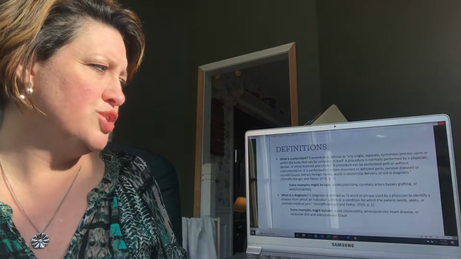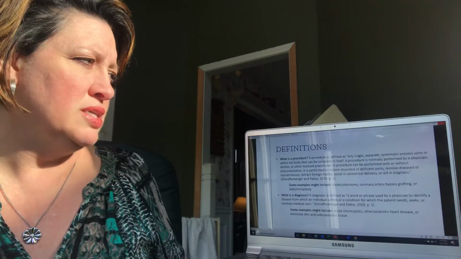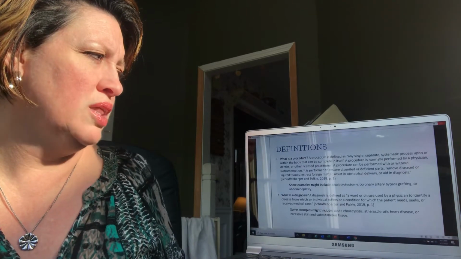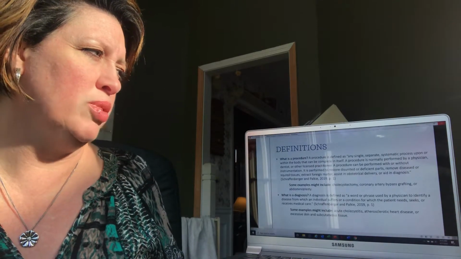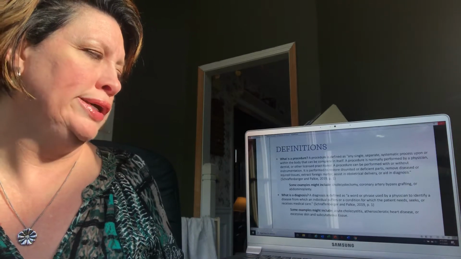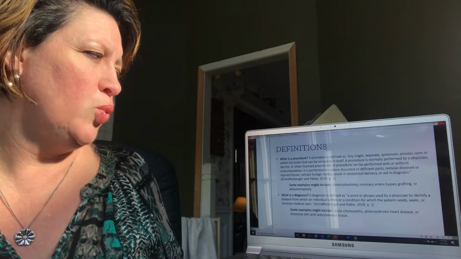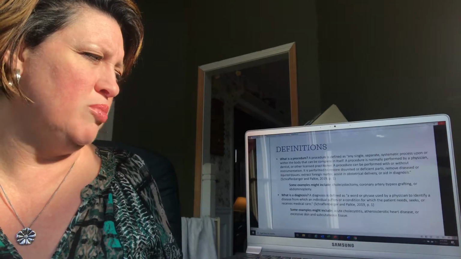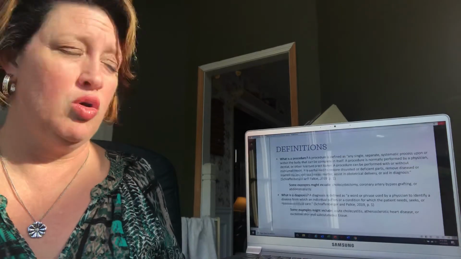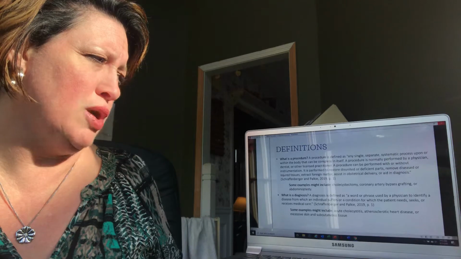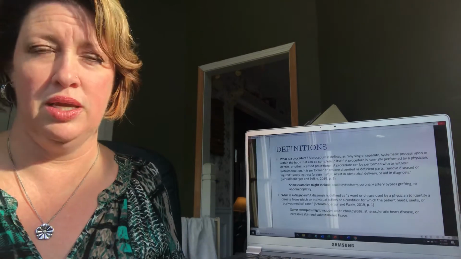A procedure is defined as a single separate systematic process upon or within the body that can be complete in itself, normally performed by a physician, dentist, or other licensed practitioner, and can be performed with or without instrumentation. I'll let you read the rest of that, but some examples might include cholecystectomy, coronary artery bypass grafting, or abdominoplasty.